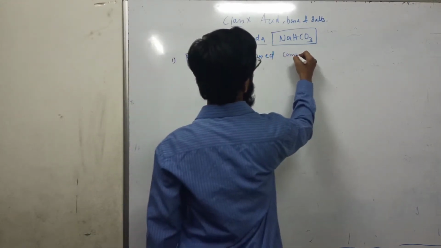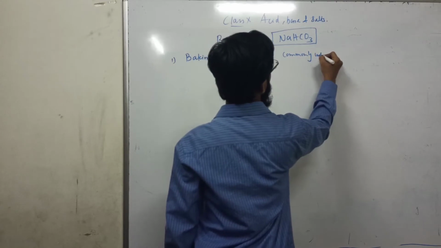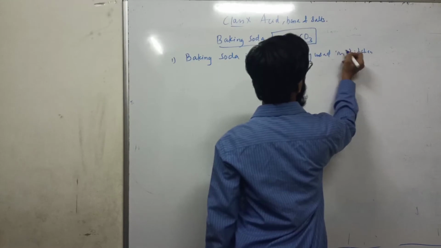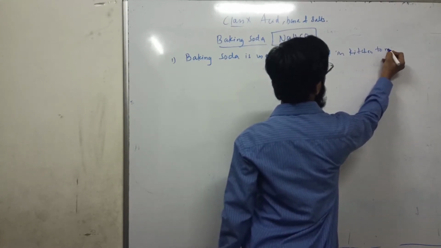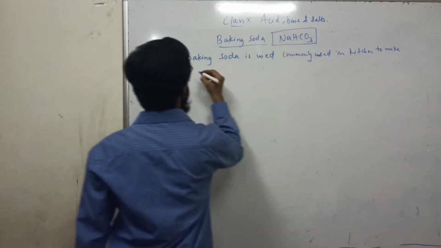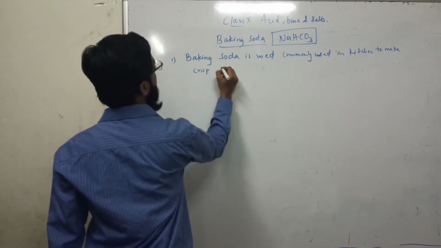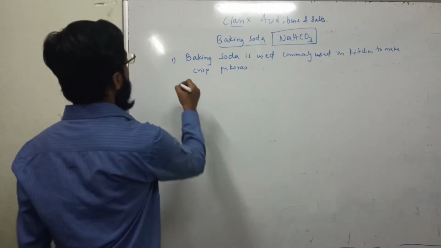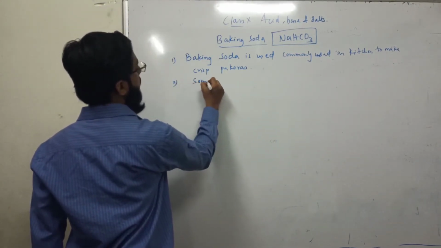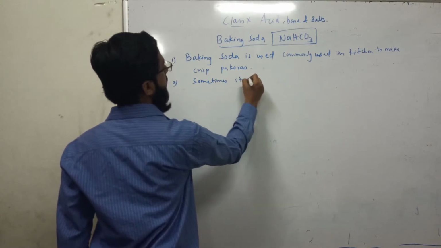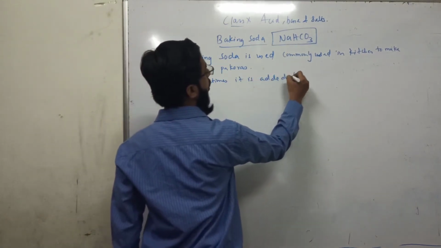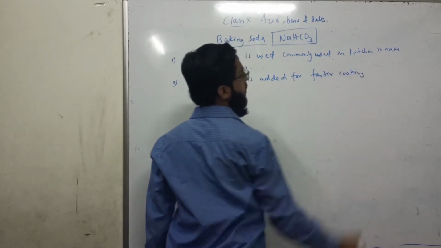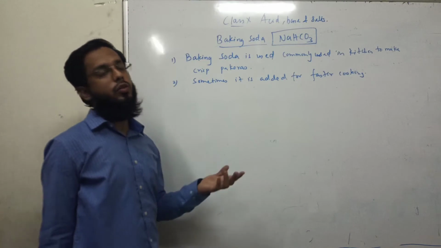It is commonly used in the kitchen to make crisp pakoras or different baking items. Sometimes it is also added for faster cooking.